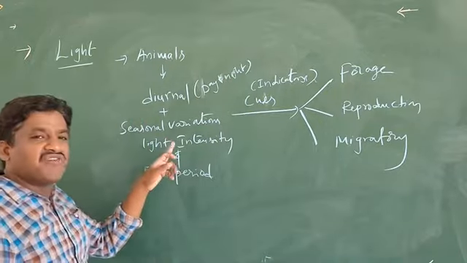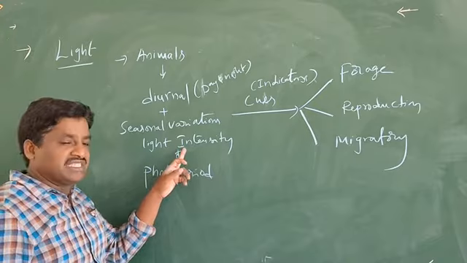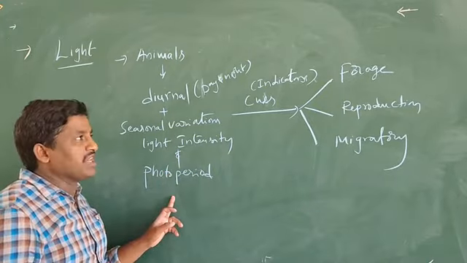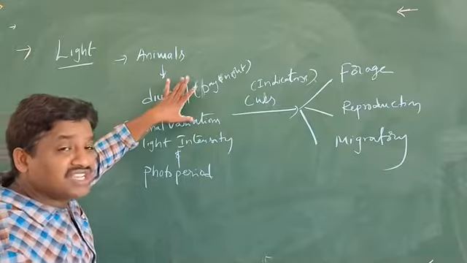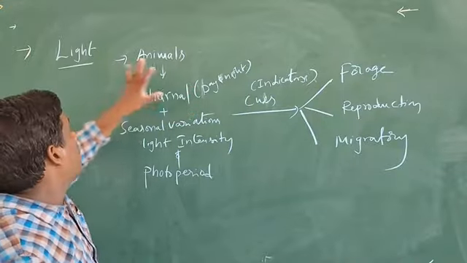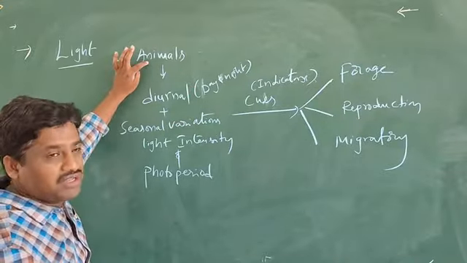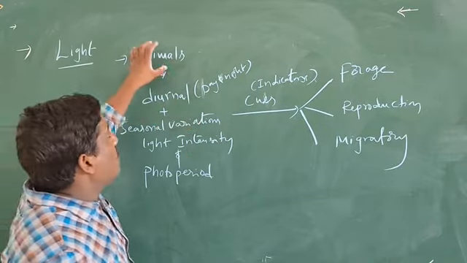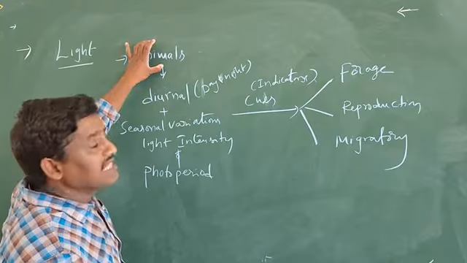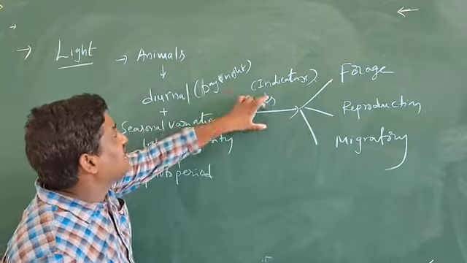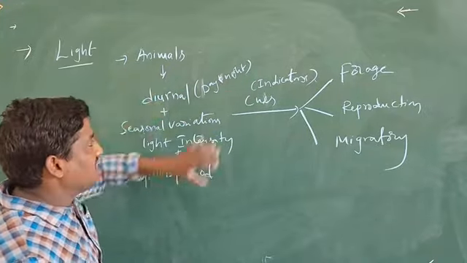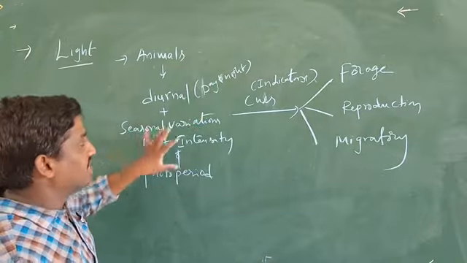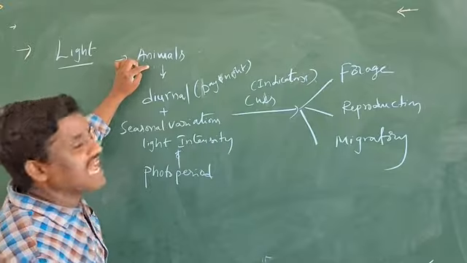And also seasonal variation in the intensity. Already we discussed what is the seasonal variation in the intensity, and photoperiod, that means light period. So all these conditions are available in the environment for these animals. These are the indications for these animals: the diurnal and seasonal variation in the intensity, and photoperiod.